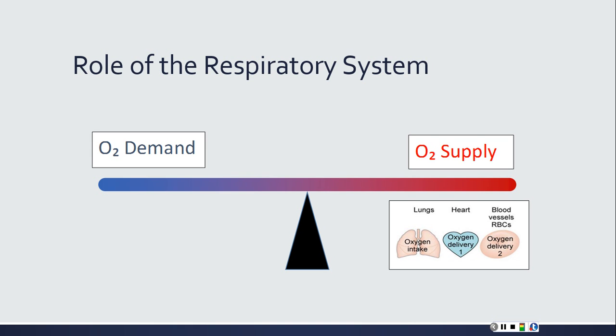What was that, Chanel? Obesity. Good, that's right. How would obesity have an impact? Why would obesity have an impact on oxygen demand? You've got more tissue, more cells. The more cells you have in the body, the more they require oxygen.